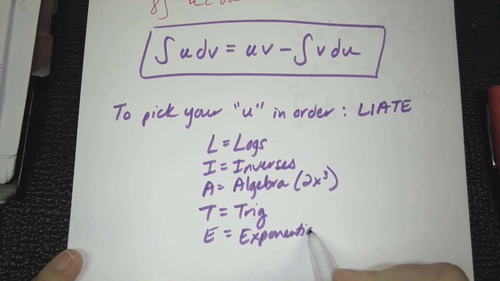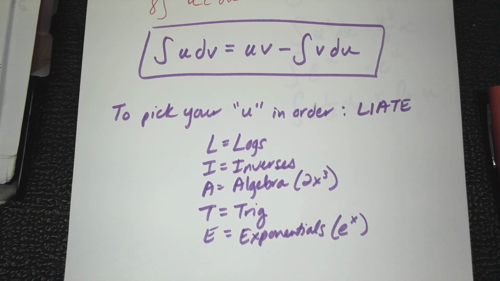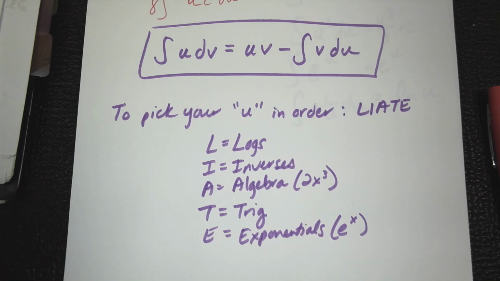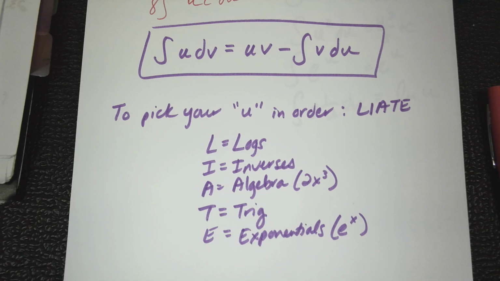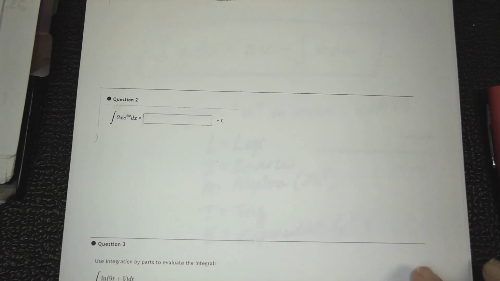Exponentials, and exponentials being like e to the x, would be the last thing that you would ever want to call your u. Now, we're going to work through these problems together. I made it specifically so it looks like the quiz, so this is going to be similar to question 1 and similar to question 2. You're welcome. You need to follow along.